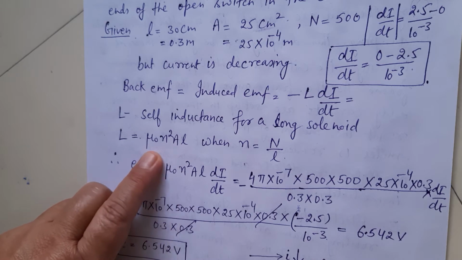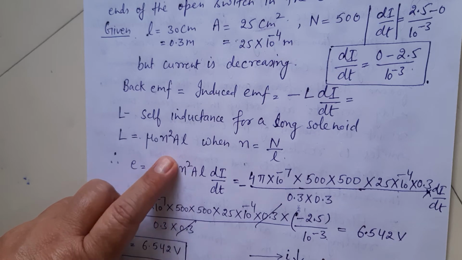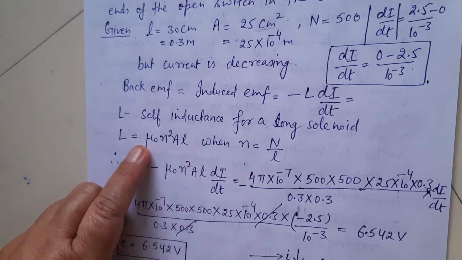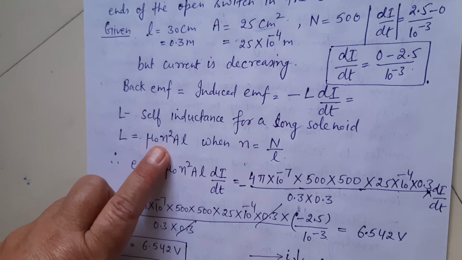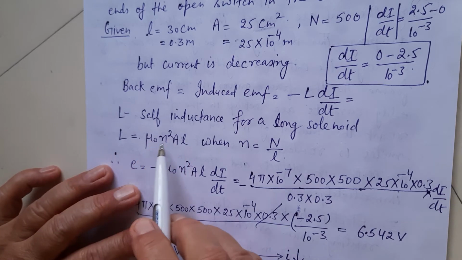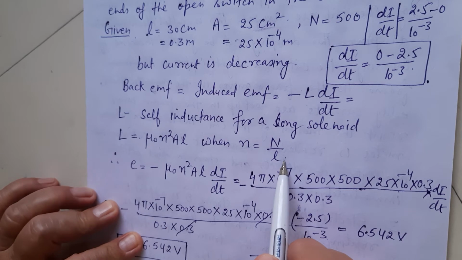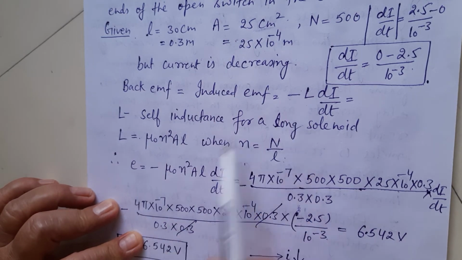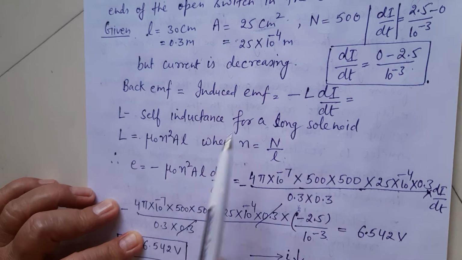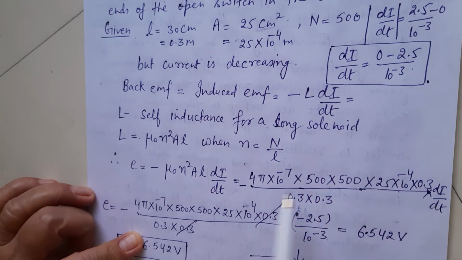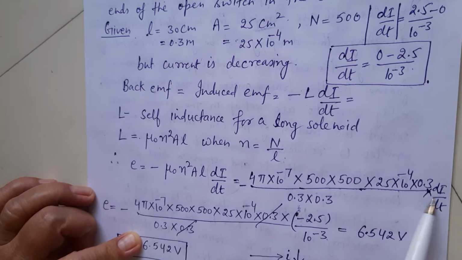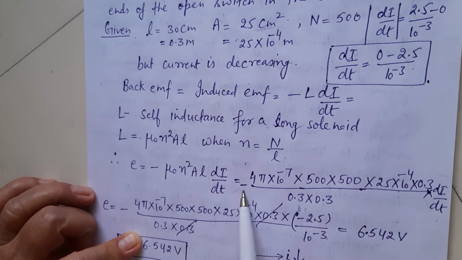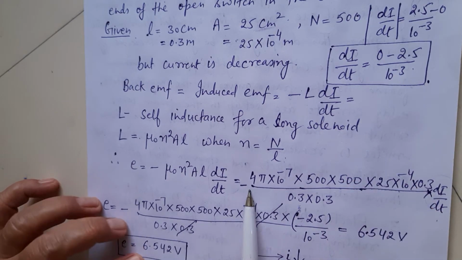Yesterday in the previous class we discussed this formula, self inductance for a long solenoid as well as mutual inductance for a long solenoid. So L is equal to mu naught N squared A l, where N is number of turns per unit length. Now substitute the values. E will be minus L di by dt. So L is this one, di by dt this one. Now di by dt is also negative, so this negative and this negative will become positive.